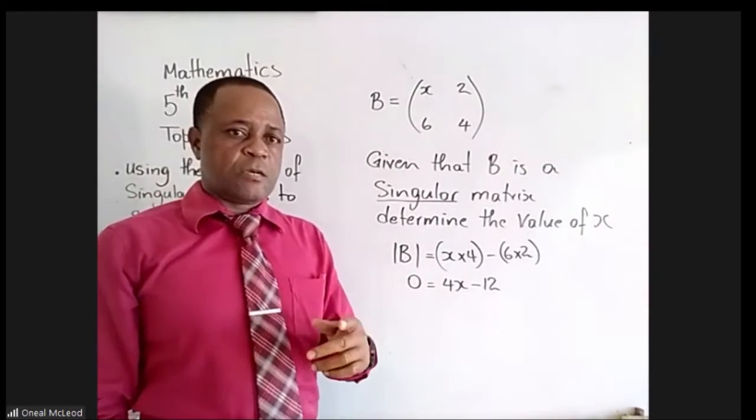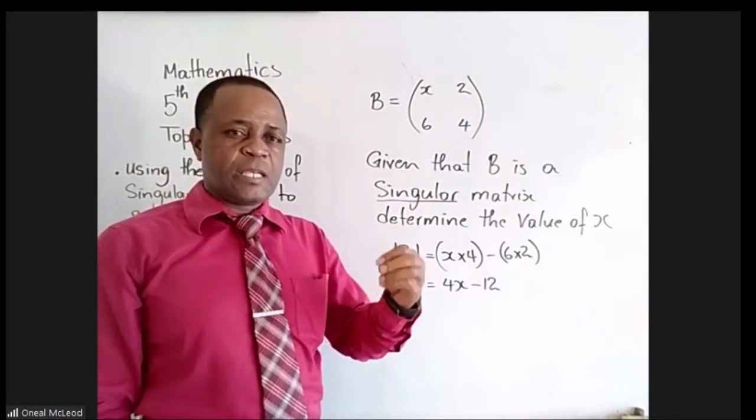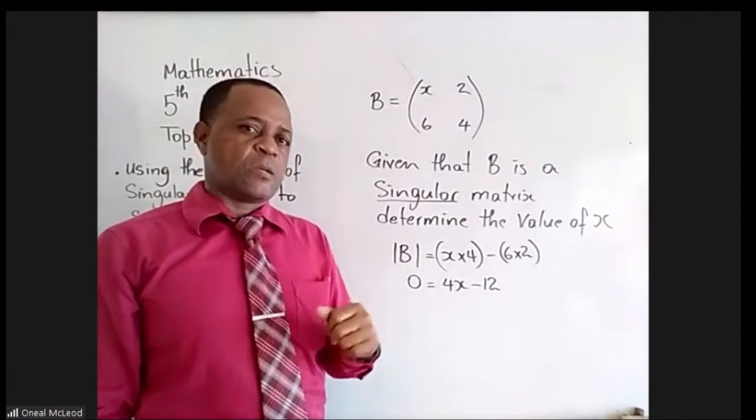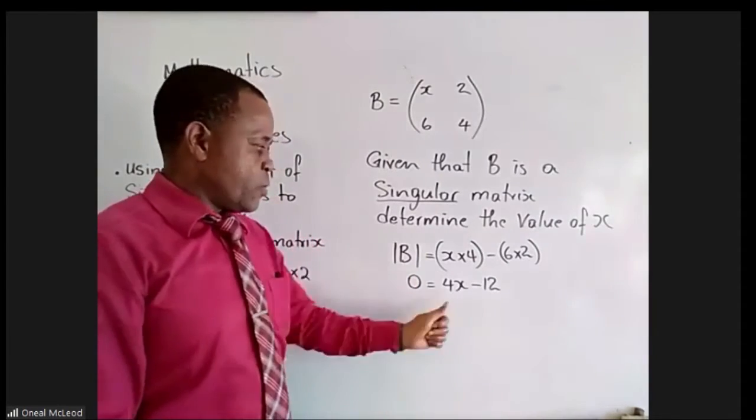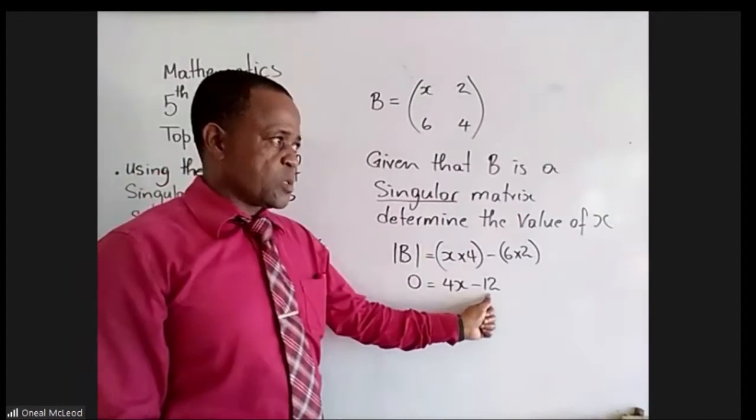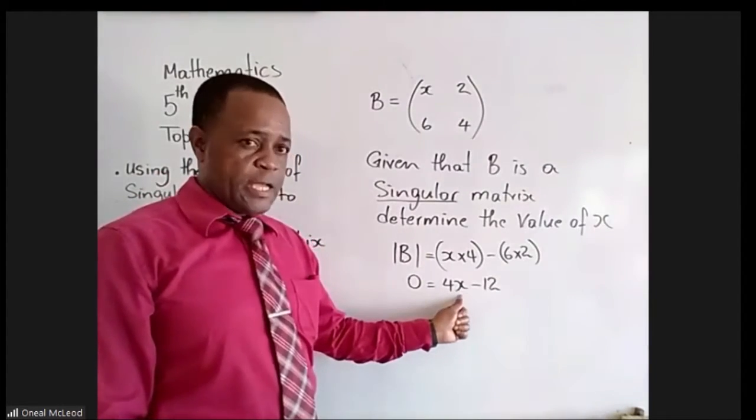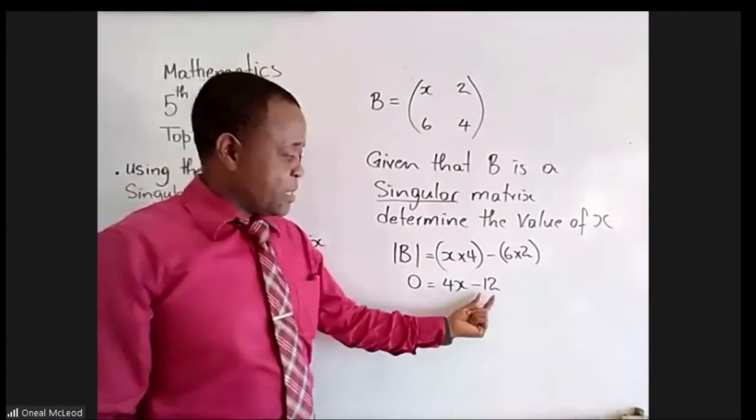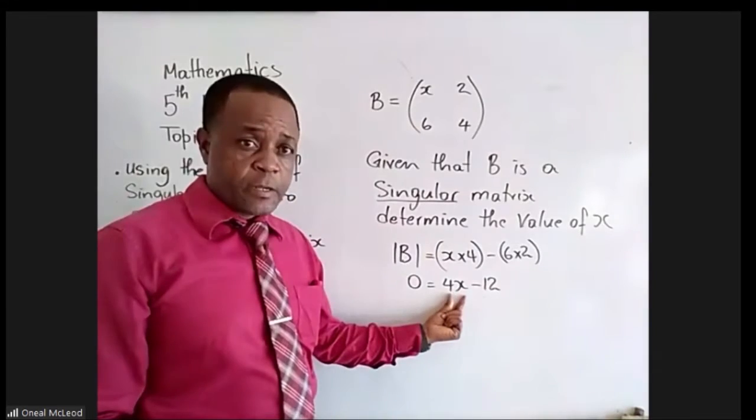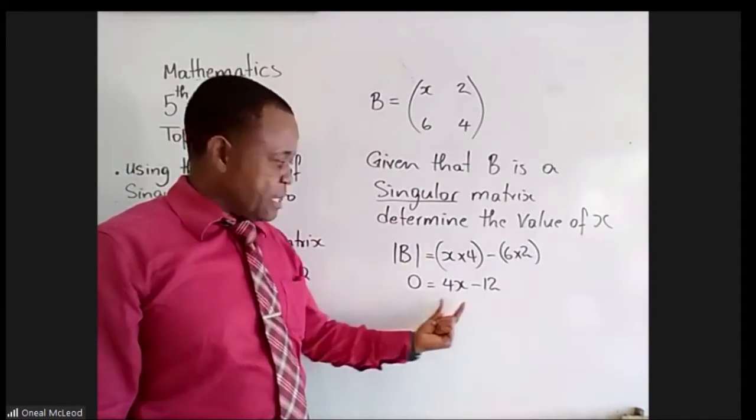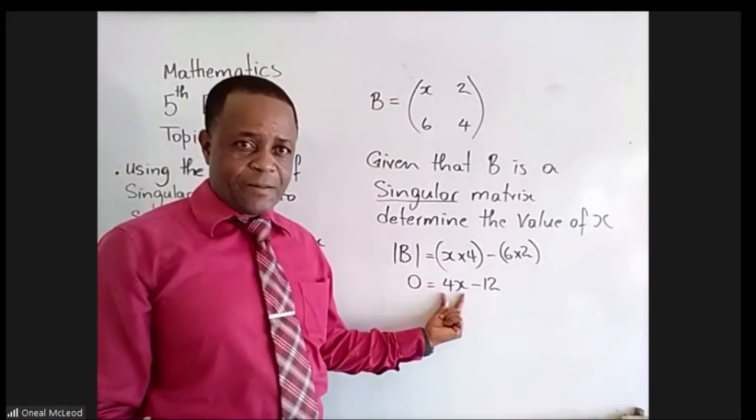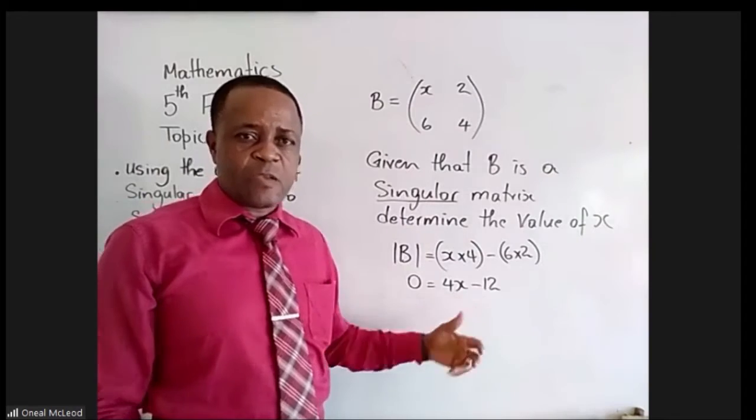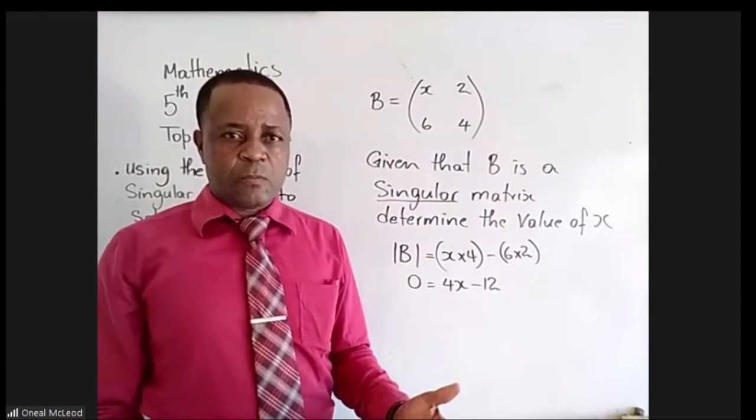Now notice that we end up with a simple equation that we need to solve. Here we have 4x minus 12, and we need to solve for x. We could just look at it and know what it is. For me to take away 12 from a number and end up with 0, that number must be 12. And I could say, what should I multiply 4 by to give me 12? Then you realize that it is going to be 3.